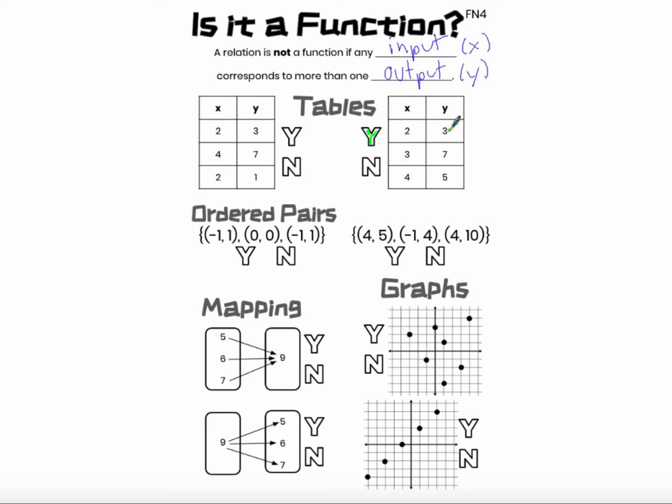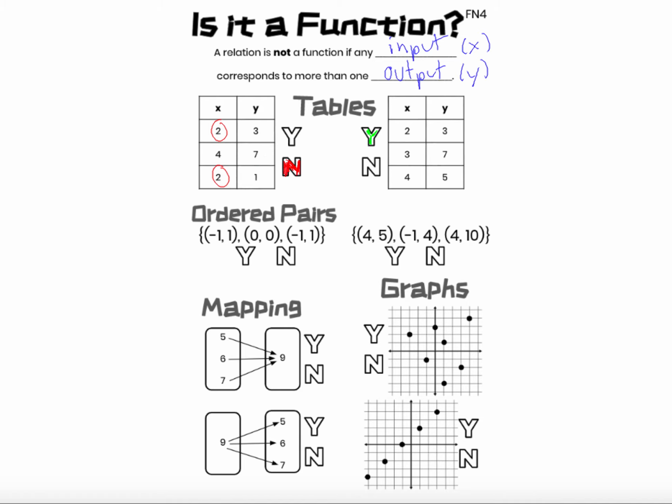Input of 2 has an output of 3. Input of 3 has an output of 7. Input of 4 has an output of 5. No problems there. The table on the left is not a function because of the top and the bottom row. Input of 2 has an output of 3 in the first row. Input of 2 has an output of 1 in that third row. So this is not a function because the input of 2 has more than one output. It has an output of 3 and it has an output of 1.